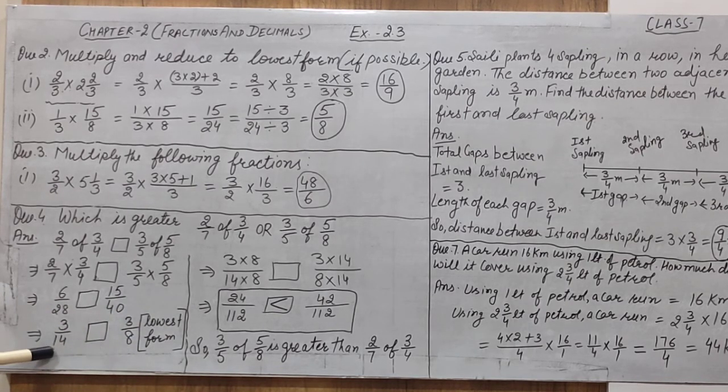Alright. This is the lowest form of the first term. This is the lowest form of the second term. Now for the comparison, the denominators must be similar. So first of all, make the denominators similar. To make the denominators similar, we have to multiply the first term with 8 and the second term with 14, not only to the denominator but to the numerator also.